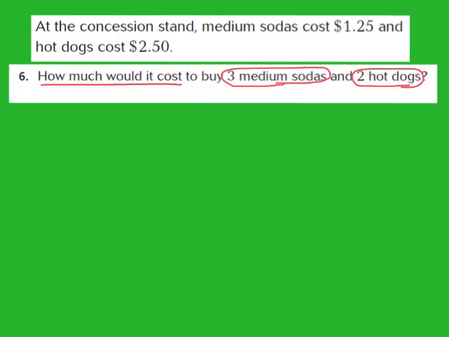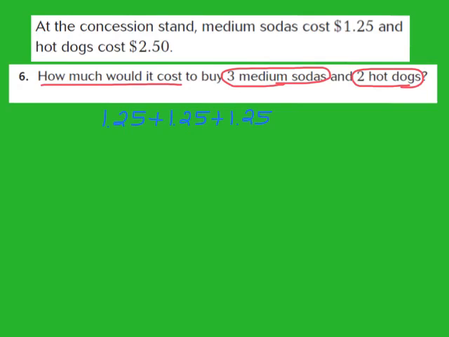So what I need to do is use the information that's given up here to figure out, first of all, how much 3 medium sodas would be. So what I know is medium sodas cost $1.25. So I'm going to write down that $1.25 3 times to represent the 3 medium sodas. So there's $1.25 plus $1.25 plus $1.25. And once again, these 3 amounts represent the 3 medium sodas.